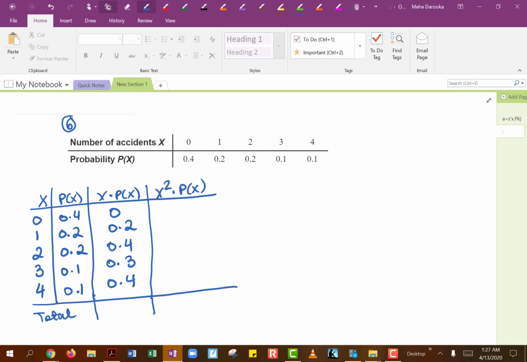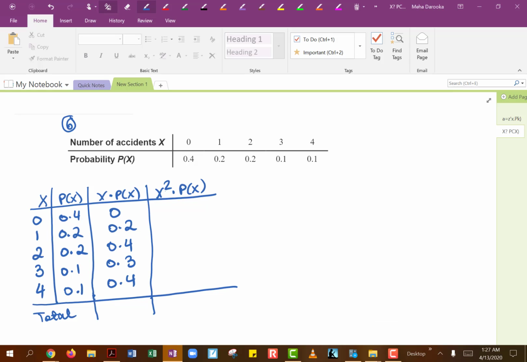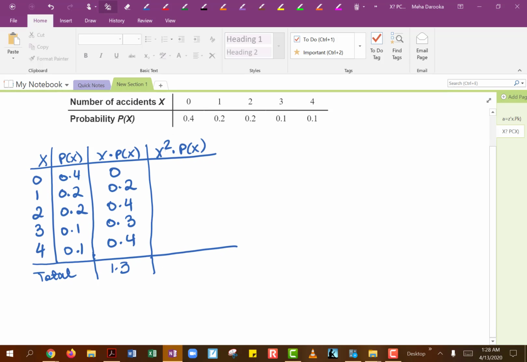When we add all of these, we get our total for the mean. So 0.4 plus 0.4 is 0.8, that's 1, and you should get a total of 1.3, which is the summation of our x times p of x column, which is our mean. So the mean comes out to be 1.3.